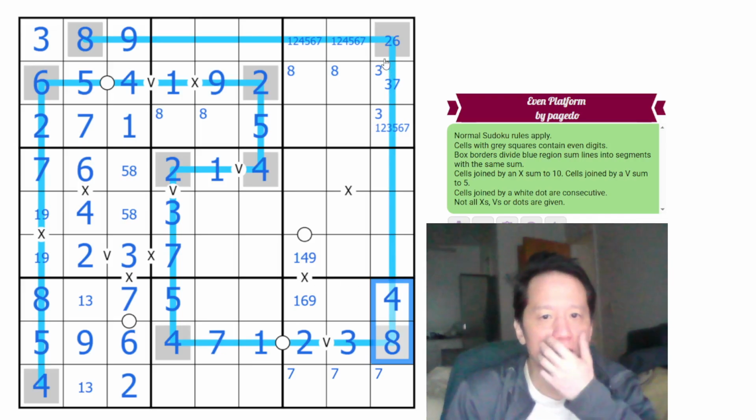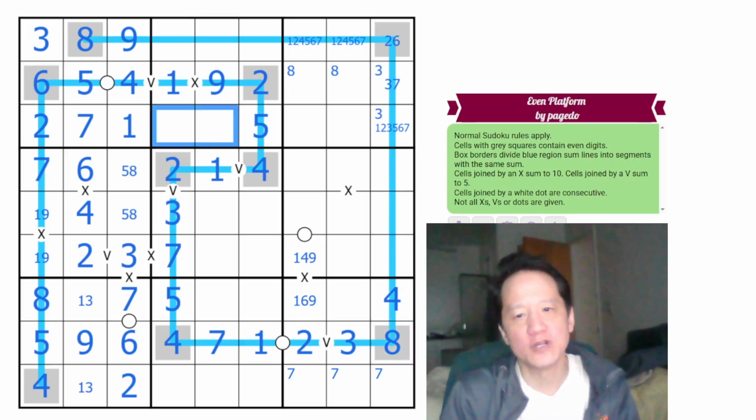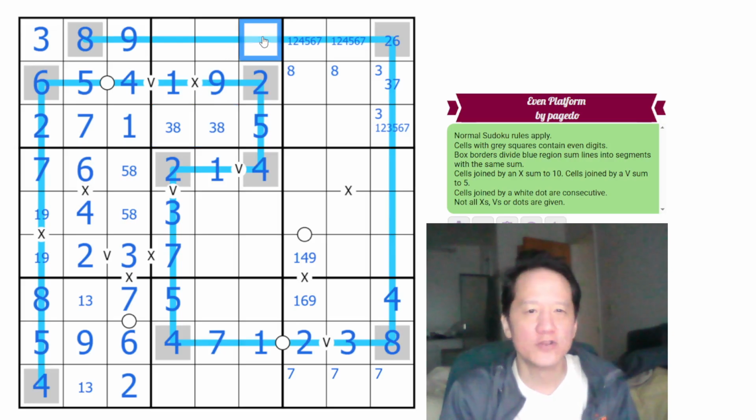Okay. One of these is 8. The other one has to be 3. So this is 3 and 8. The remaining digits here are 4, 6, and 7. And this can't be 4 or 7, so this is 6. This can't be 7 or 6, so this is 4, which makes that a 7.